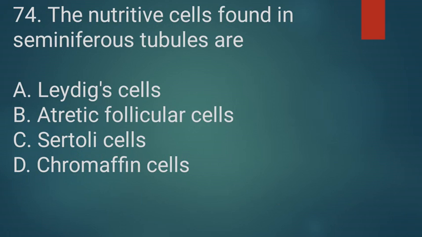Next question. Question number 74. The nutritive cells found in seminiferous tubules are. Options are option A, Leydig cells. Option B, arthritic follicular cells. Option C, Sertoli cells. Option D, chromaffin cells.